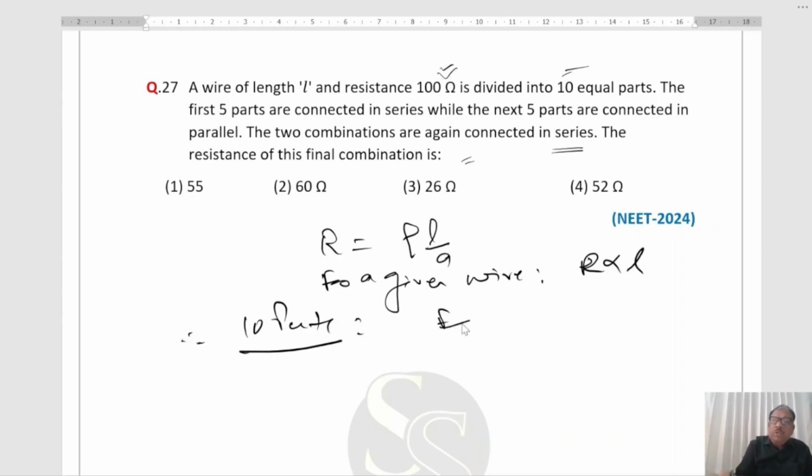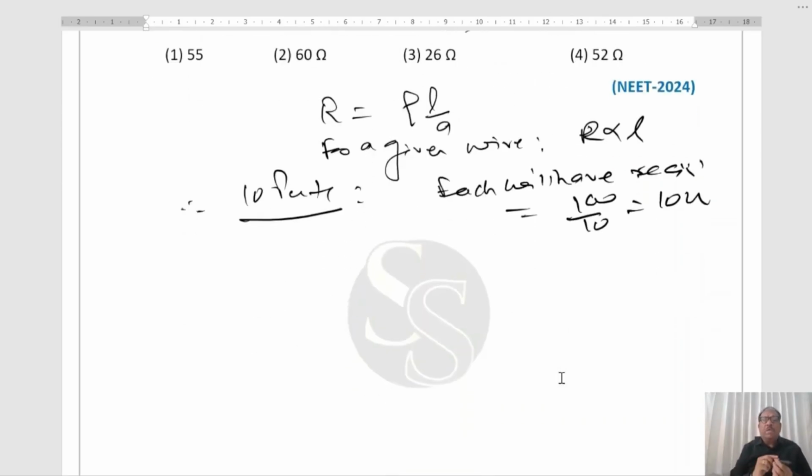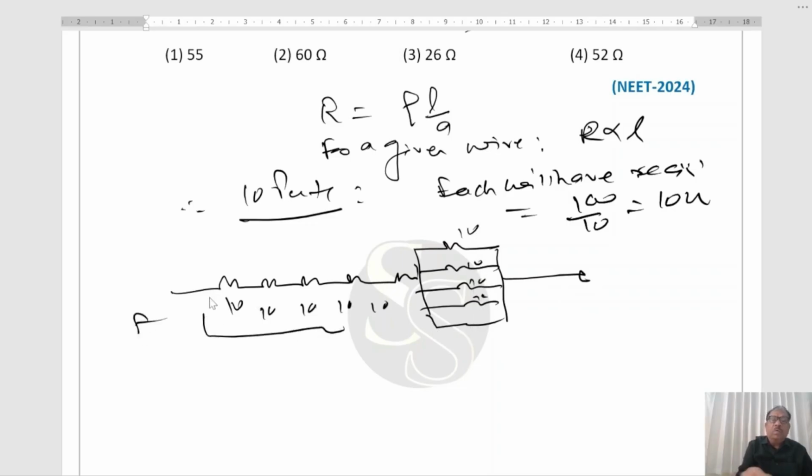means each will have resistance of 100 divided by 10 ohm. Right? Next. Now they are connected, 5 are connected in series. This is the one combination along with this. These are connected in parallel. 10, 10, 10, 10, 10, 10, 10, 10, 10, 10. So we have to find the equivalent resistance between A and B.